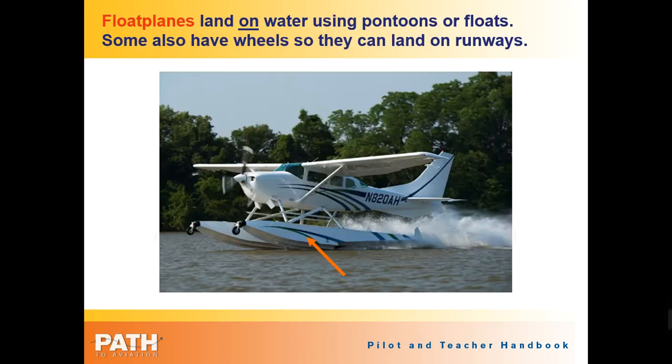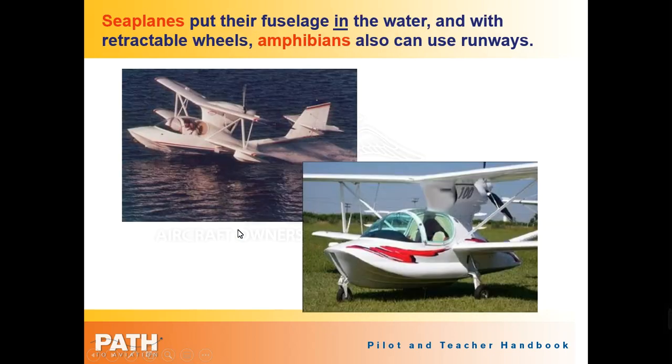Okay? Float planes land on water using pontoons or floats. Some also have wheels so they can land on runways. So that is called amphibian. But sometimes wala man na siya. So purely mahimura na siyang float plane. Pero wala na siya nasa ligid gani, it's called an amphibian. Pwede sa yuta, pwede sa tubig. Seaplanes put their fuselage in the water, and with retractable wheels, amphibians can also use runways. So, there are seaplanes nga purely tubig lagi siya, and then napoy uban nga pag matawag na siya amphibian.